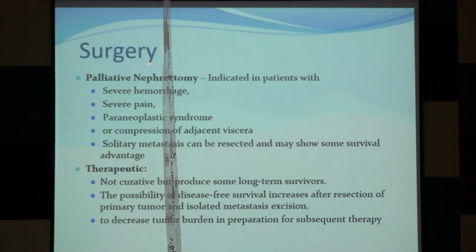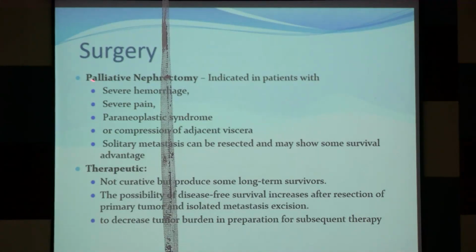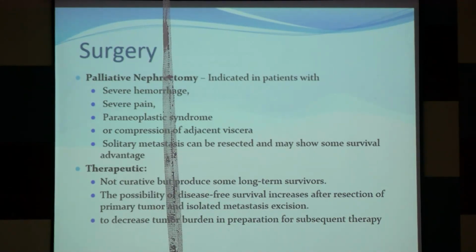So this we have already discussed. The patient was having severe hemorrhage, severe pain, any paraneoplastic syndrome, that means fever, weakness, anemia. So he wants to get rid of all these symptoms. We do a nephrectomy. Also, since we are doing this nephrectomy, we are decreasing the tumor burden as well. So these are the two main advantages where we are doing a palliative or cytoreductive nephrectomy even in the metastatic setting.